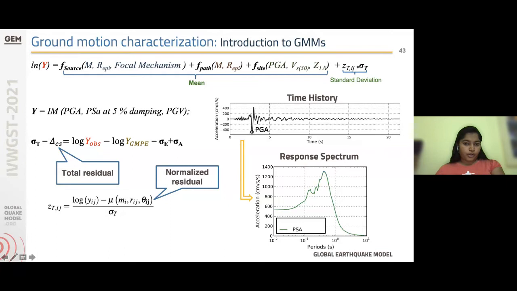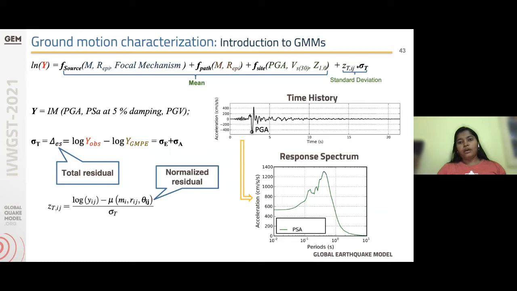So here, in the source component, we have magnitude, focal mechanism, and distance in some cases. These are all explanatory variables. Similarly, for the site component, there is VS30 or the depth to 1 kilometer per second shear-wave velocity horizon. These are other explanatory variables. In addition, the same thing happens in the path component as well, where you have magnitude as well as the distance. And speaking of the Y, this is just an intensity measure, which can be PGA or PSA at 5% damping or PGV, depending upon the application of the model.